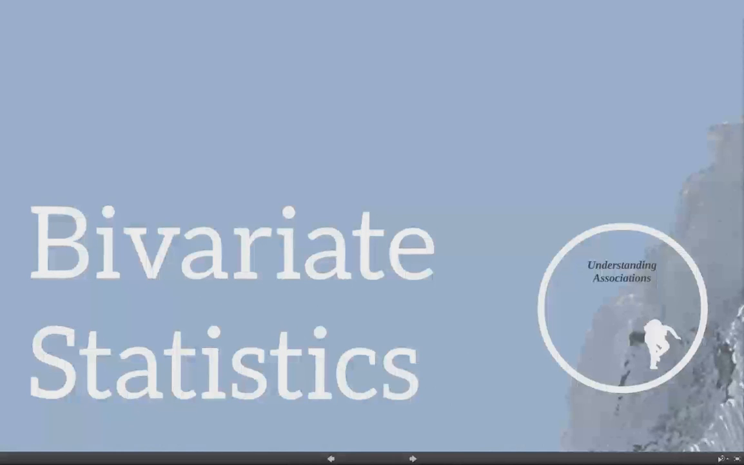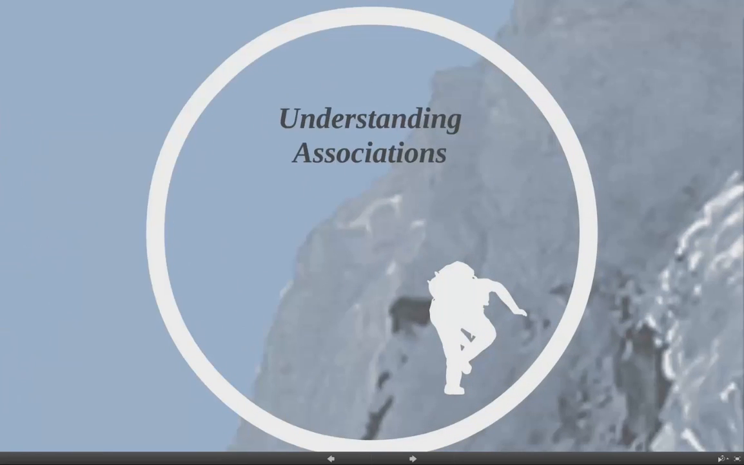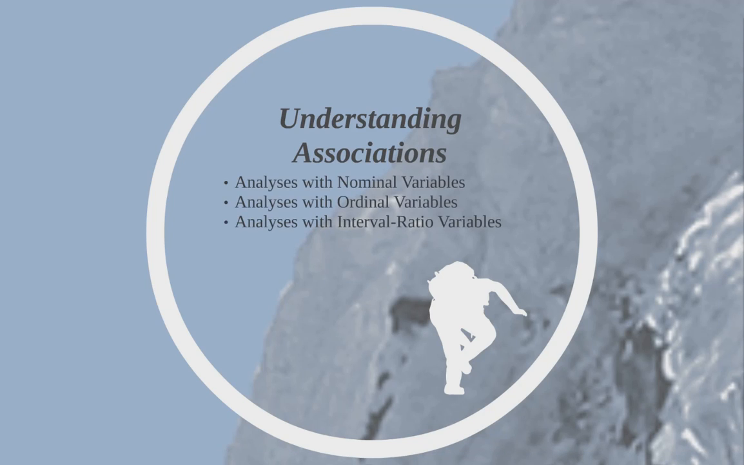So today we're going to be talking about bivariate statistics, and specifically we will be understanding relationships between two different types of variables. And so we'll start discussing understanding associations or relationships between variables. And specifically, we will talk about analyses with nominal variables, analyses with ordinal variables, and then analyses with interval and ratio variables.